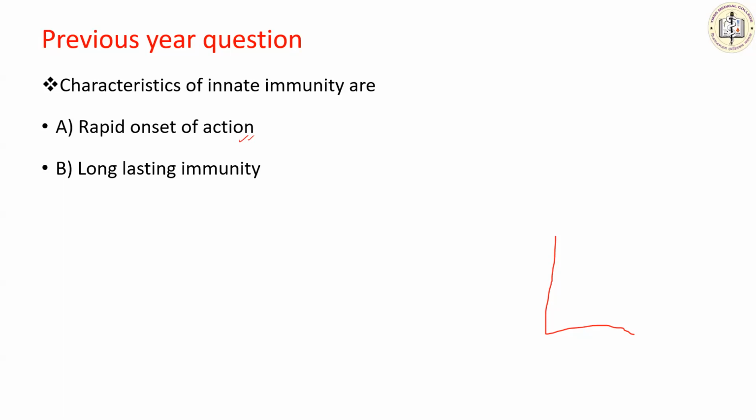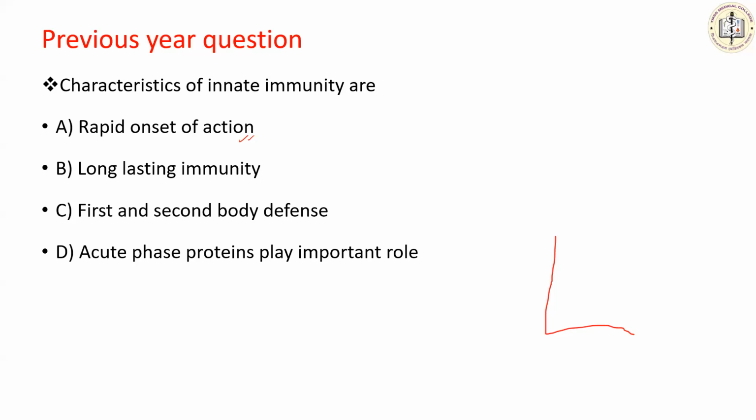Long-lasting immunity, true or false? False. Good. First and second body defense, we can say true. First line, second line body defense. Acute phase proteins play an important role. Is it true or false?